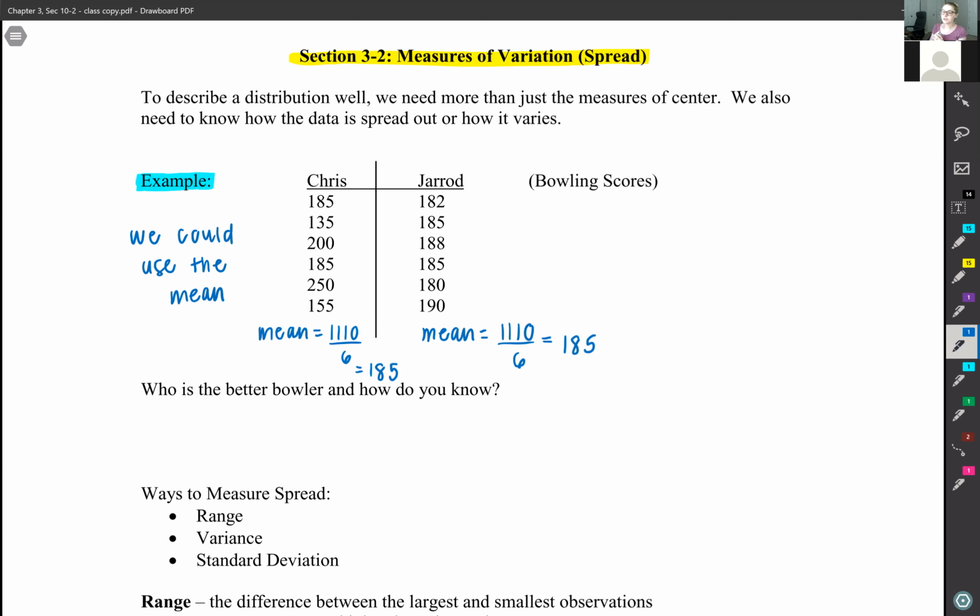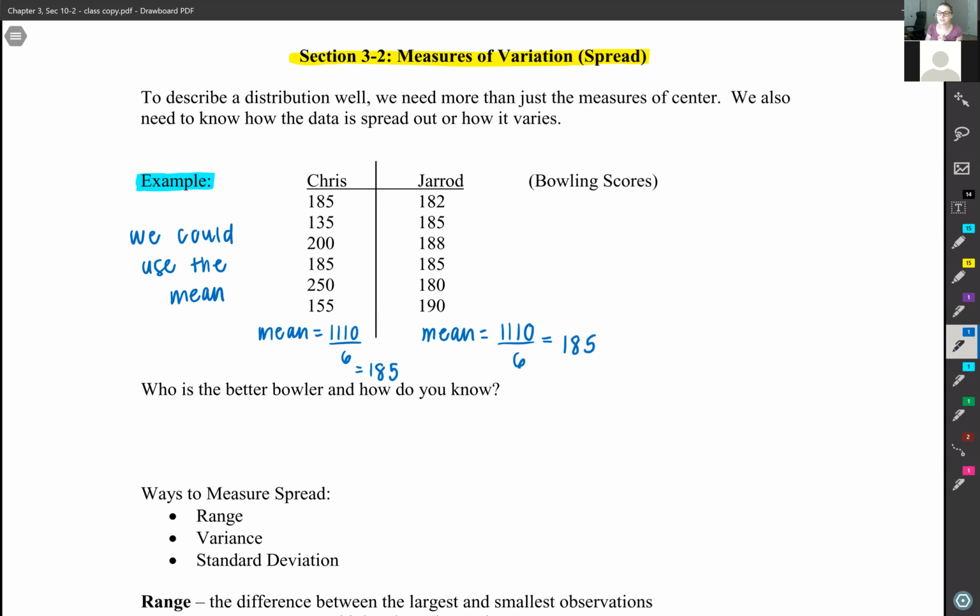I mean, I guess it's kind of up for debate, but just by looking at their scores, I would claim that Jared is the better player. The reason I would claim that is because his scores are a lot more consistent. If you look at Jared's scores, they are in the 180s and the 190s, and they basically stay there. But Chris's scores are all over the place. Yeah, he has a score of 250, but he also has a score of 135. That's pretty low. I would say that Jared is better because he's more consistent and his scores are less spread out.